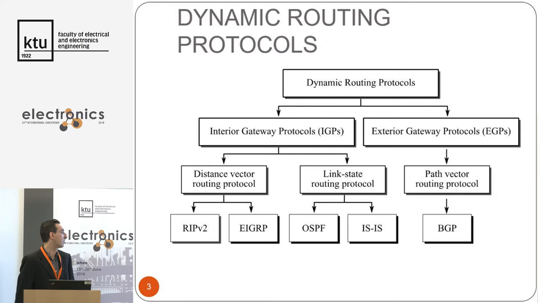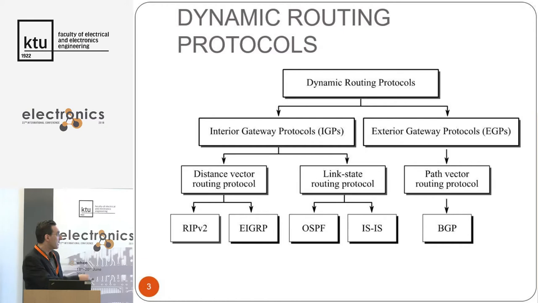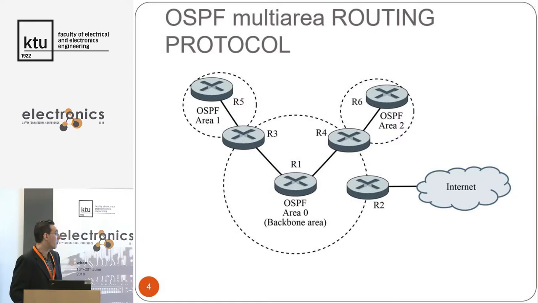OSPF is a link state routing protocol, meaning that all the routers inside the OSPF domain share the same link state database, right? OSPF is also a hierarchical protocol, meaning that we have a backbone area, area zero, and the rest of the areas hang off area zero. That makes OSPF a very nice protocol to scale. The scalability of OSPF is very positive, so we can add as many areas as we want to an OSPF domain.